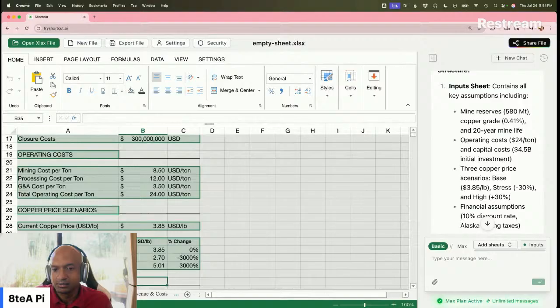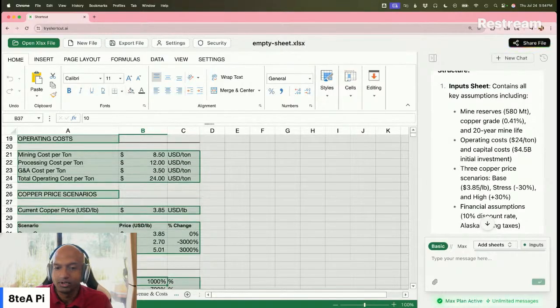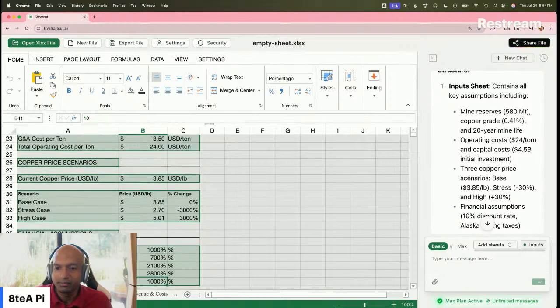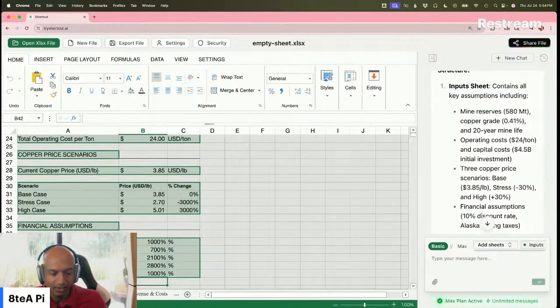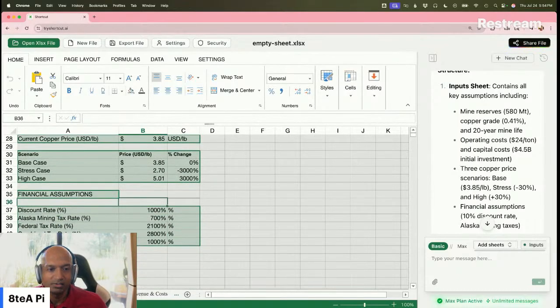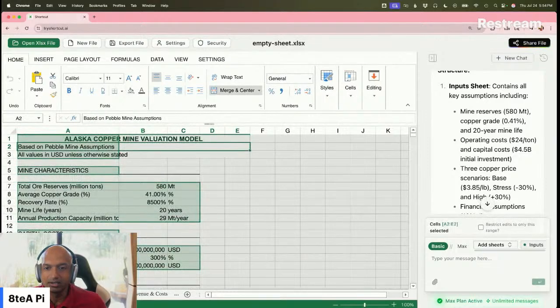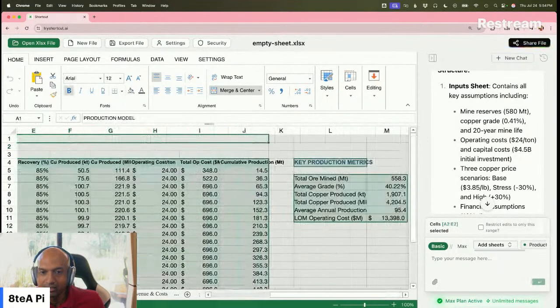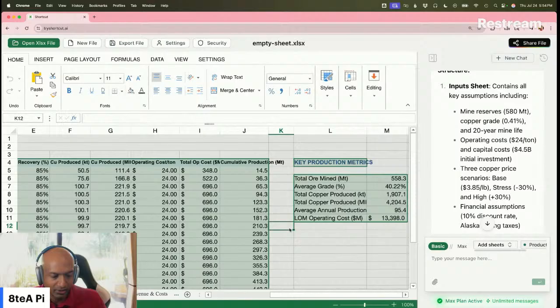Base case. This is not a standard way of putting together a mine. I do not know why the discount rate is 1,000%, 700% federal tax. Because everything looks incorrect, I'm going to have to check what the model actually did with it.